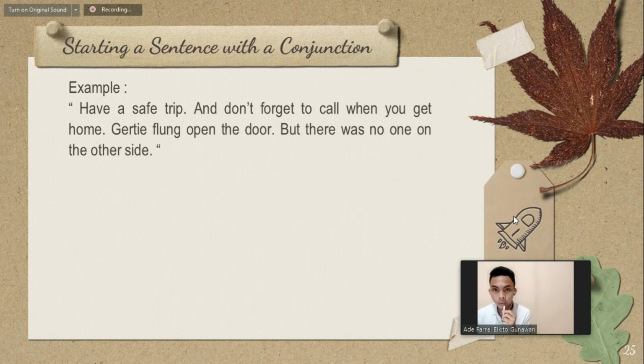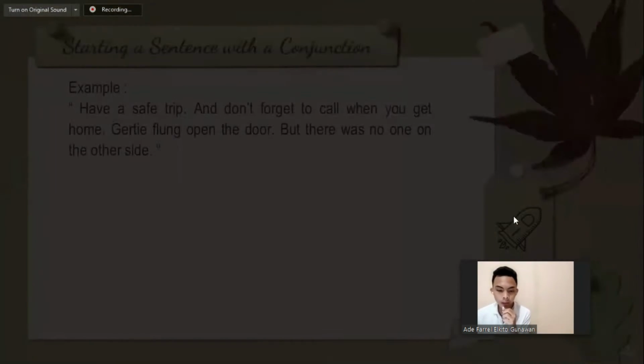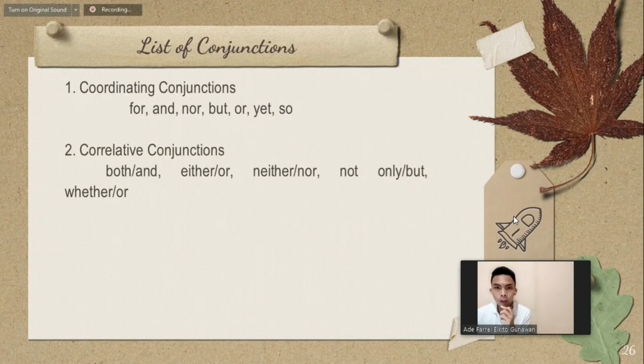For example, have a safe trip and don't forget to call when you get home. Gertie flung open the door, but there was no one on the other side. And last is the list of conjunction. Coordinating conjunction have several lists for this. Includes for, and, nor, but, or, yet. The last one is so. And the last one is correlative conjunction. Both and, either nor, neither nor, not only but, whether or.